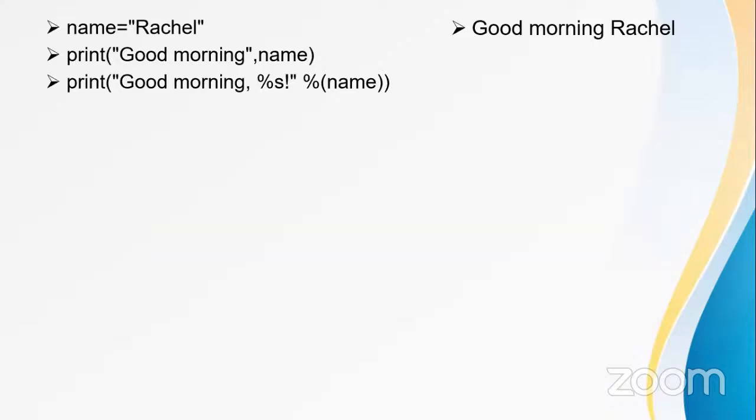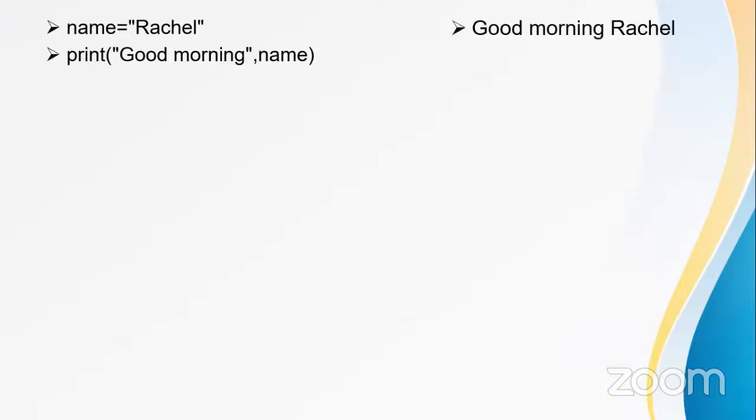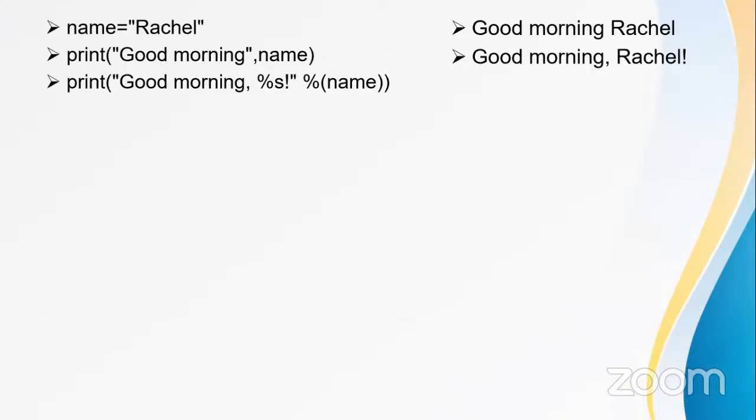Can you see this smart method? Name Rachel. Immediately I'm saying good morning, comma, name. Then Rachel. Good morning. Okay, the modulo of s is a string. Fetch it from name. So that is also nothing but good morning, Rachel.